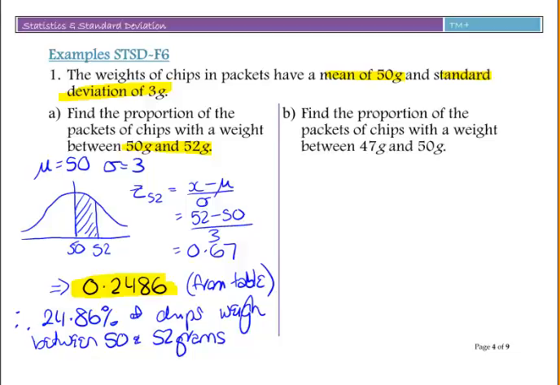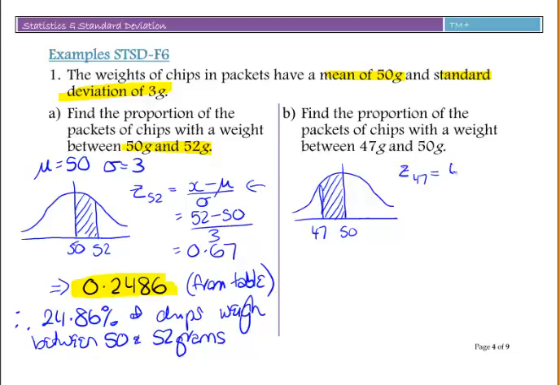Okay, next, find the proportion of packets of chips with weight between 47 and 50 grams. So here, draw a picture again. Mean is in the middle, which is 50. 47's below. It doesn't matter where I put that line. I just want to know where my area is. So now it's below the mean, but because I'm looking at symmetry, I can just read what the value is from above. So Z of 47 is going to be, I'm not going to write the formula out again because you can see it over here.